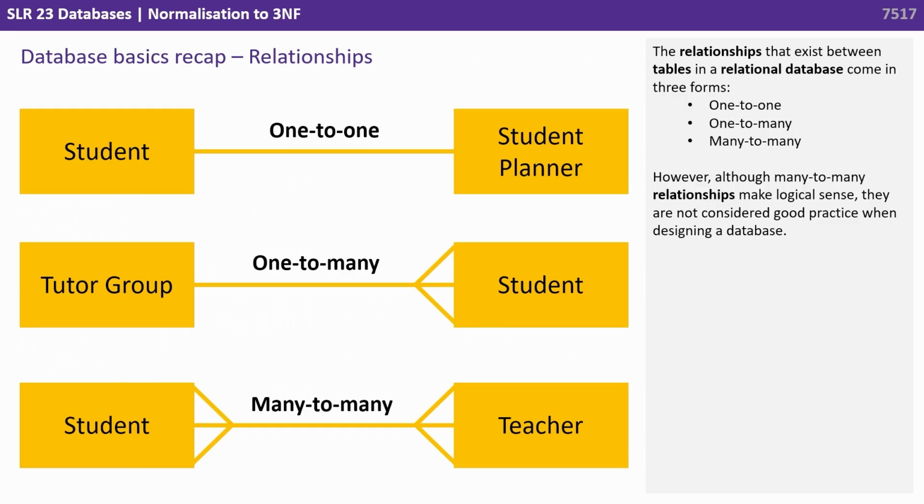The relationships that exist between tables in a relational database come in three forms: one-to-one, one-to-many, and many-to-many. However, although many-to-many relationships make logical sense, they are not considered good practice when designing a database.